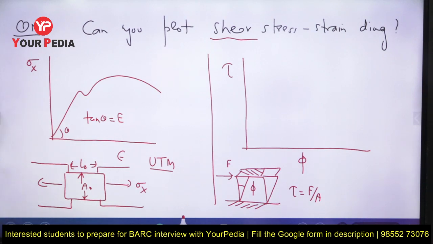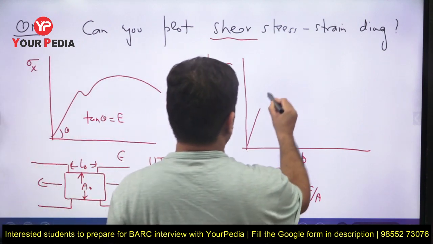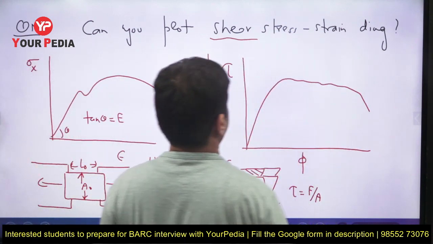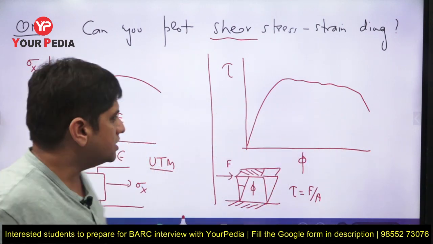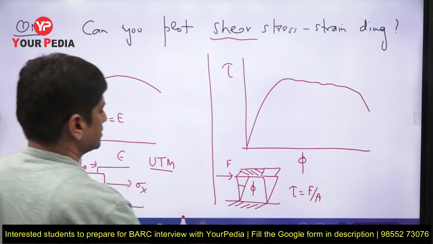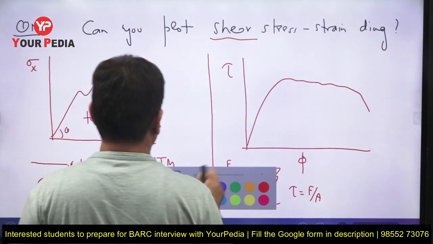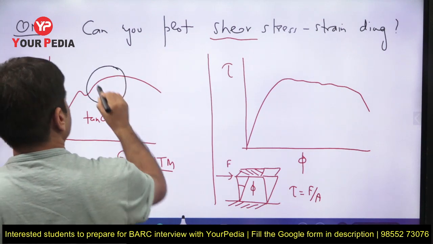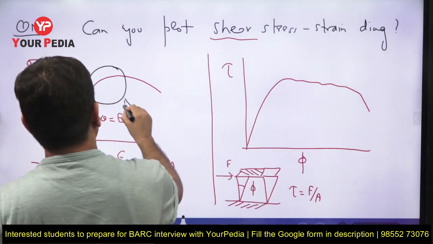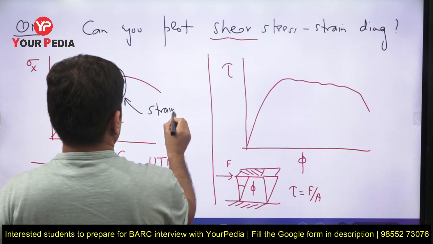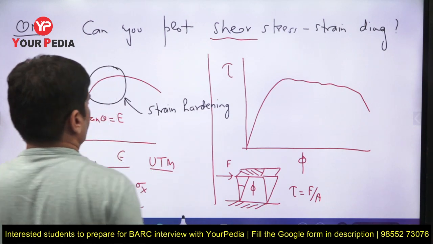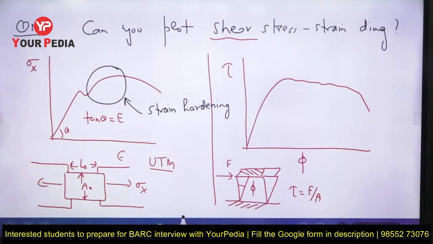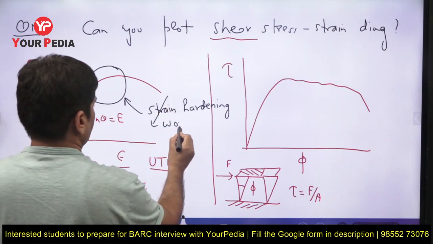Now the shear stress, shear strain diagram for steel typically looks like this. Again, this is experimentally obtained. If you compare these two, the difference between the two is this particular part. This is called the strain hardening region, or work hardening region.